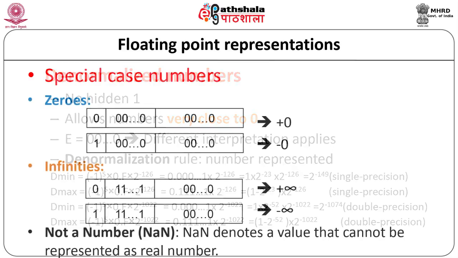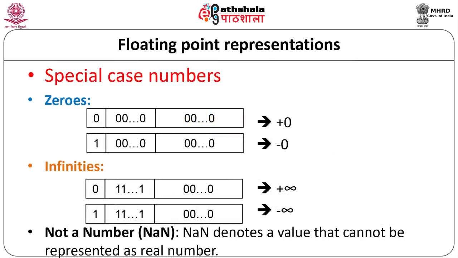Under denormalized floating point representation, there are three special cases for 0, infinity and NaN. 0 cannot be represented in a normalized form. So, what we need to do is assume E is equal to 0 and F is equal to 0. There are two representations for 0, plus 0 with S equal to 0 and minus 0 with S equal to 1.